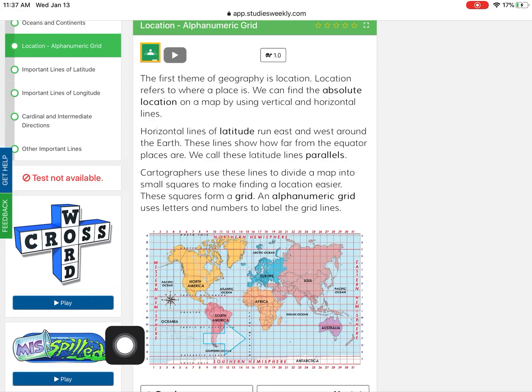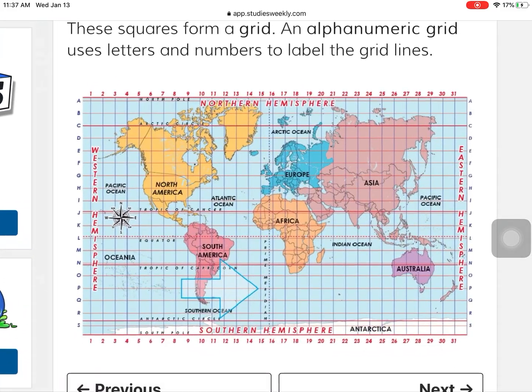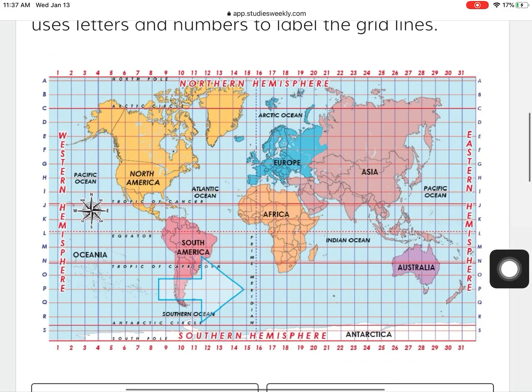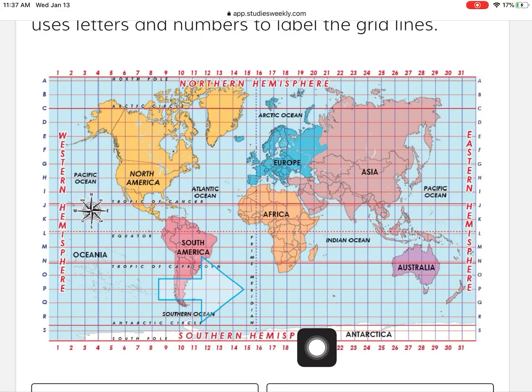Cartographers use these lines to divide a map into small squares to make finding a location easier. These squares form a grid. An alphanumeric grid uses letters and numbers to label grid lines. So look at our map right here. We have all of our continents on our map, and you have letters along the side, numbers along the bottom and the top.